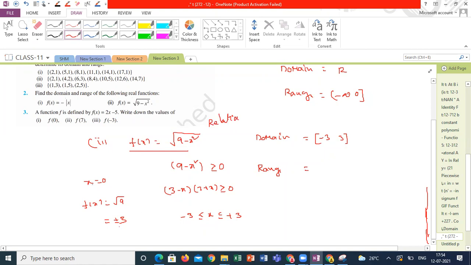Why is it a relation? If I'm substituting 0, you are saying your answer is plus 3 and your answer is minus 3. What is the definition of the function? One pre-image must have a unique image. But what is happening if I'm substituting 0 here? What is happening? We are getting 2 values. Guys, please.